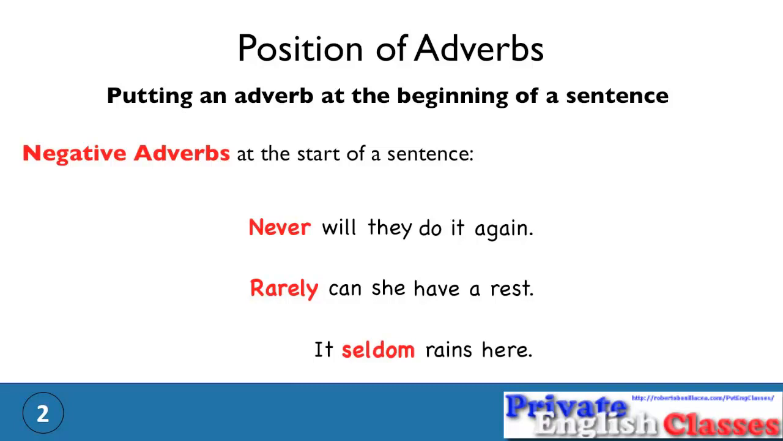And the slightly more complicated example would be, it seldom rains here. Now, if you put seldom to the beginning of the sentence, you will need to bring in the auxiliary for the inversion. As this is the present simple tense, your auxiliary is does. Seldom does it rain here. So to summarize, you can put adverbs at the start of a sentence to emphasize your point, but be careful when you do that with negative adverbs.